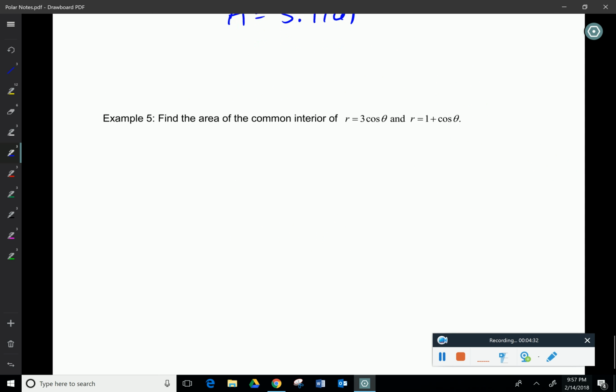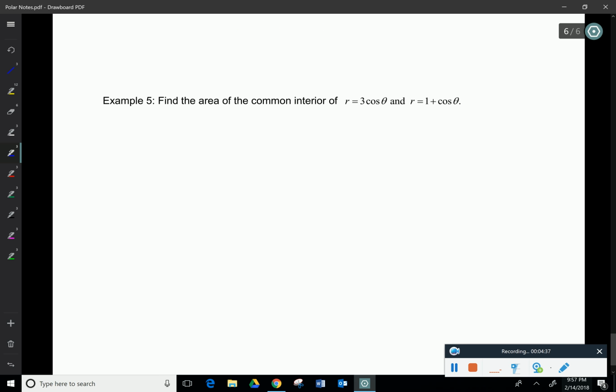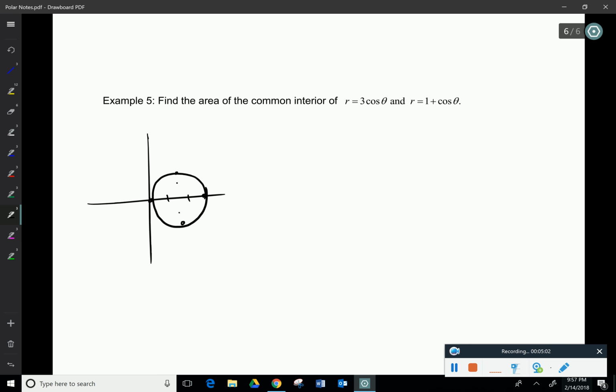Okay, look at this last example. This time I want the common interior of these two circular-ish shapes. So here is the 3 cosine. It's going to sit over here on the right side, something like that. Right, so there's my 3 cosine, not my worst circle. And then I've got this one.